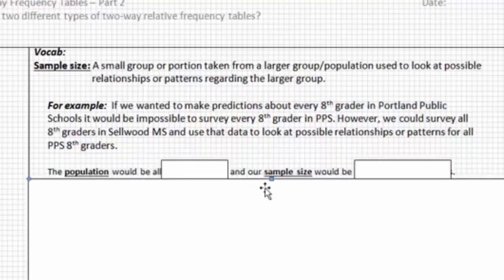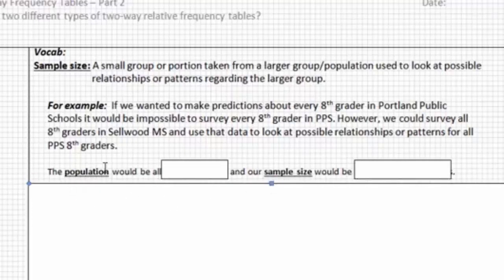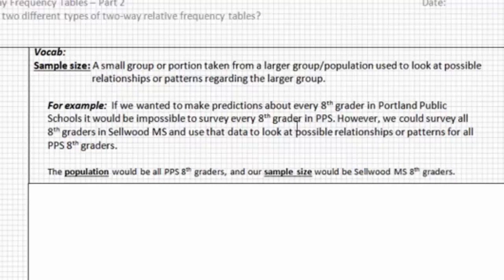So in this example, copy down this sentence and identify which group would be the population and which group would be the sample size, using this example here. Let's see how you did. The population would be all Portland Public Schools 8th graders, and our sample size would be Selwyn Middle School 8th graders.